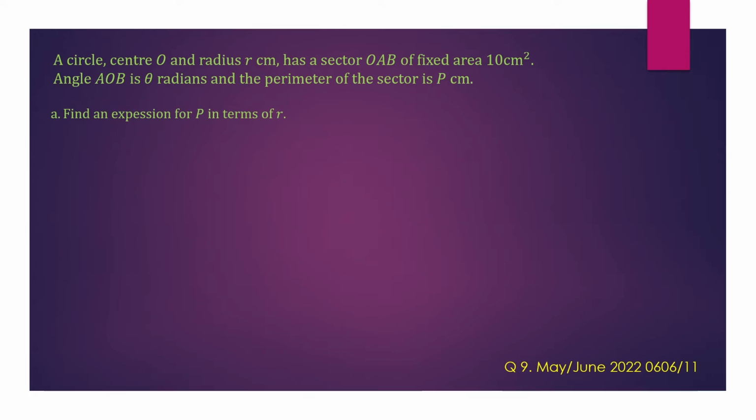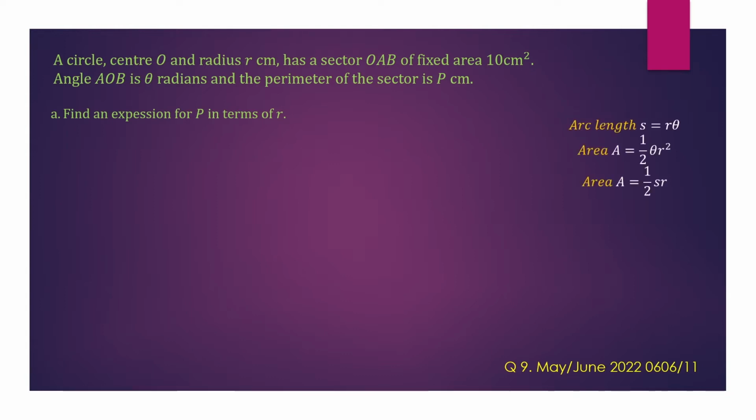In this question, we have a circle with center O and radius r centimeters, which has a sector OAB of fixed area 10 square centimeters. Angle AOB is theta radians and the perimeter of the sector is p centimeters. In part A, we want to find an expression for p in terms of r.